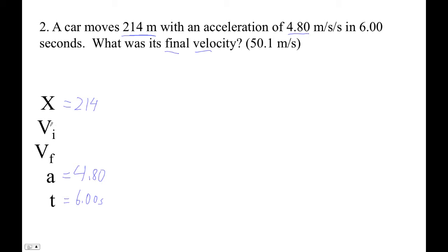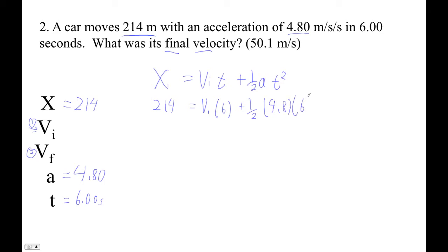So what we're going to do is we're going to solve for this first, then we're going to solve for this guy. We'll do it in 2 steps, okay? So let's solve for the initial velocity. To find the initial velocity, we would then have to use the formula that has no VF, and that's this guy here. Okay, so 214 equals initial velocity, which we don't know, times 6, plus 1/2 times 4.8 times 6 squared.